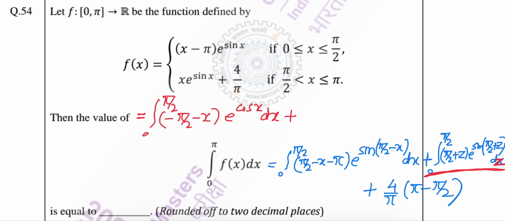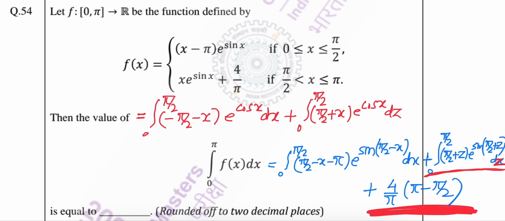So now for the red underlined part, I write 0 to pi by 2 plus x e to the power cos x dz, and you know this one will be 2, okay. So I place here cos x dx, and this part will be 2, so here I write 2.